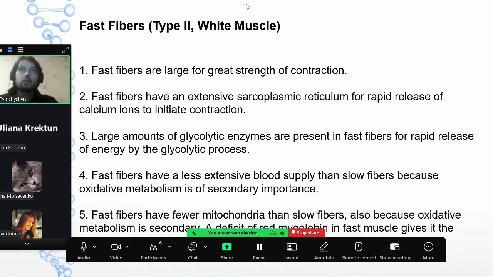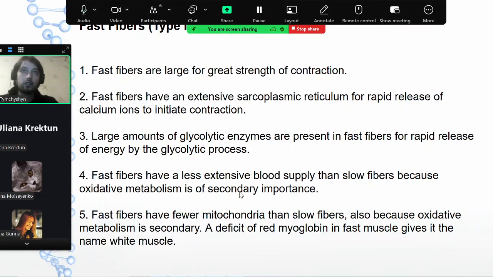Fast fibers, or type 2, or white muscle. Fast fibers are large for great strength of contraction. Fast fibers have an extensive sarcoplasmic reticulum for rapid release of calcium ions to initiate the contraction. A little bit later I will show you the whole biochemical pathway, how everything is going on, and you will see that things are happening thanks to the calcium ions. Well, not only to them, but they play a crucial role, and without calcium ions you won't get anything.